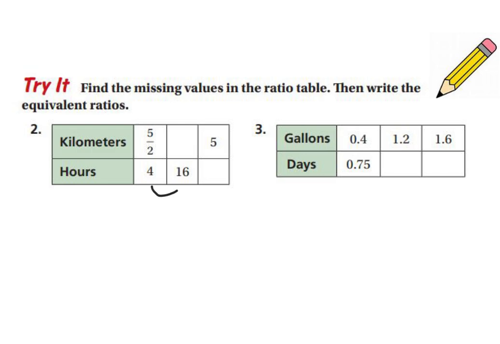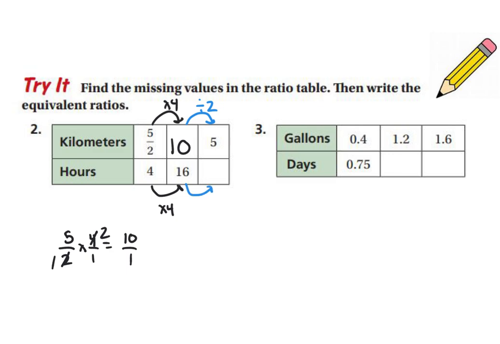Well, for this first one, I noticed right away, I'm going to have to multiply 4 by 4 to get 16. So I'm going to have to multiply 5 halves times 4 as well. I can cross simplify, and I get 10 over 1, or 10. Now that helps me, because now I can see to get from 10 to 5, I'm going to divide by 2. Make sure you're going the same direction. I went left to right, so 16 divided by 2 is 8.